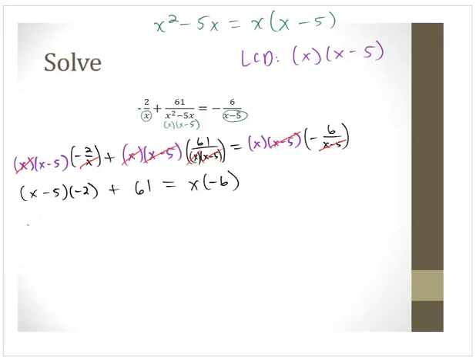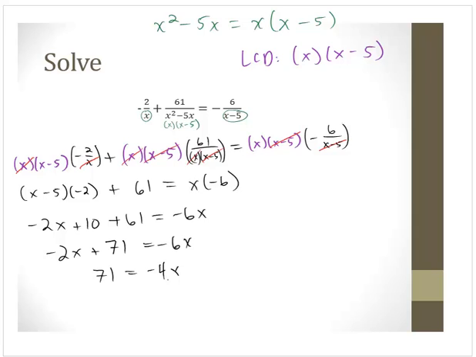So I have what? Negative 2x plus 10 plus 61 is negative 6x. This is a linear equation. Negative 2x plus 71 is negative 6x. Add 2x to both sides. 71 is negative 4x. And dividing through by negative 4, x is negative 71/4.